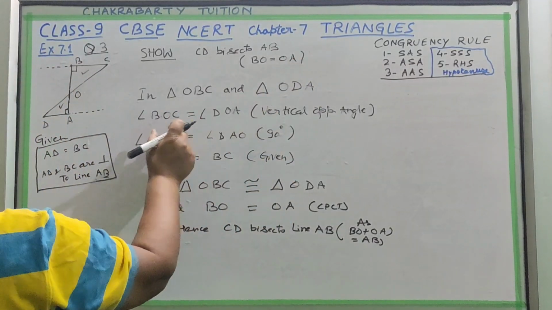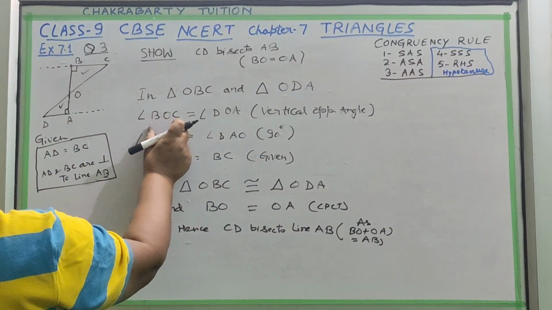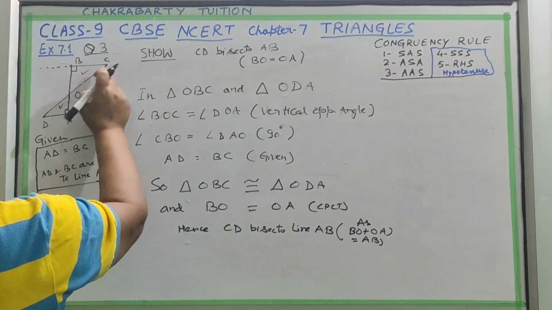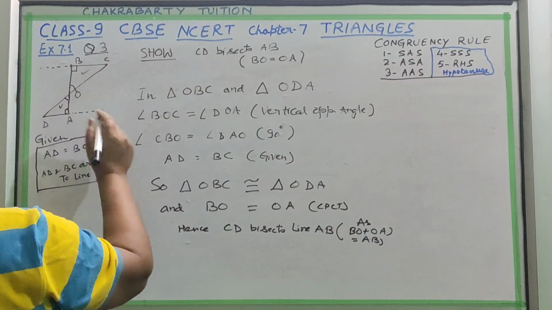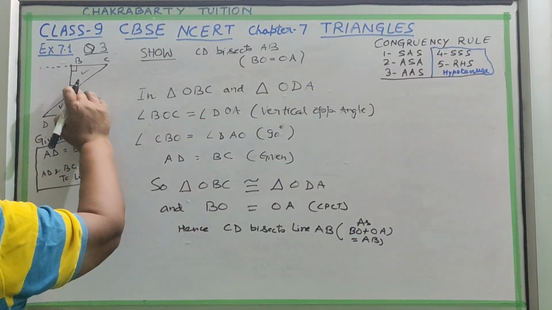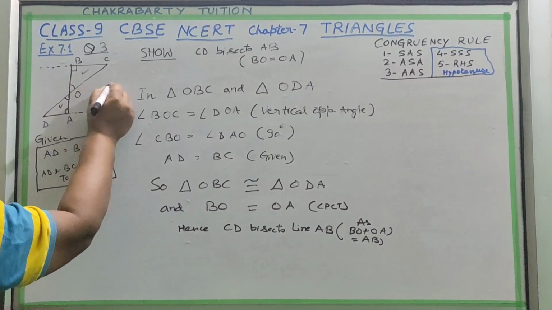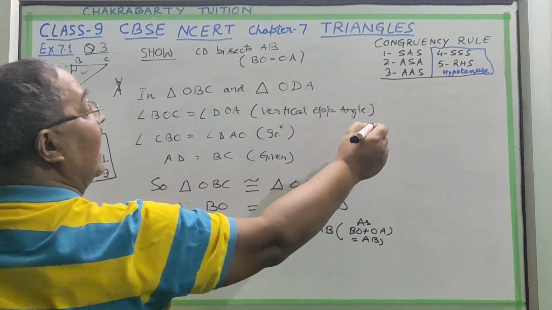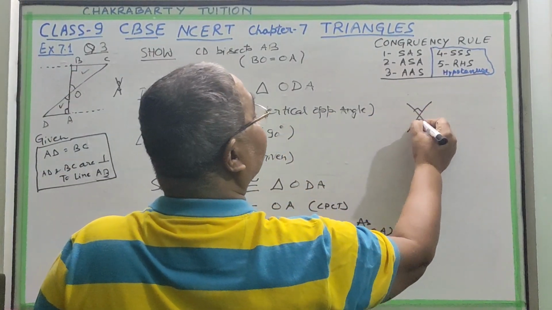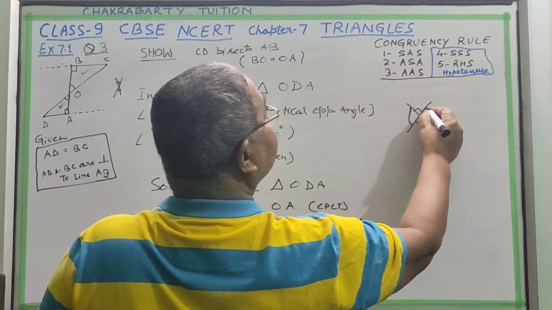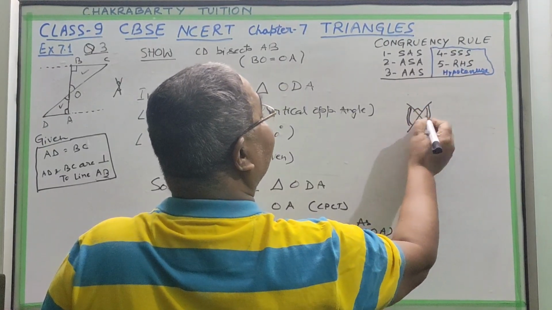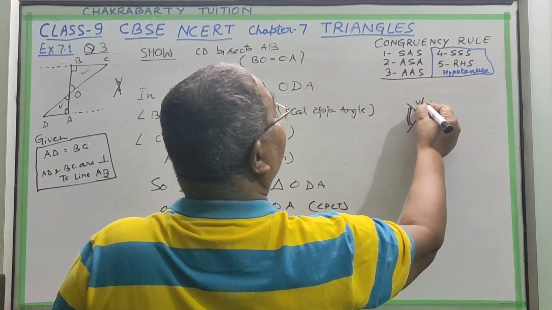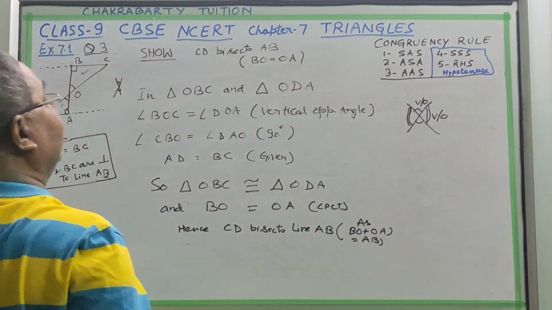So in both triangles, what is happening? Angle BOC and angle DOA, this angle and this angle, these are vertical opposite angles. Vertical opposite angles are always equal. This is also a vertical opposite angle. So vertical opposite angles are always equal.